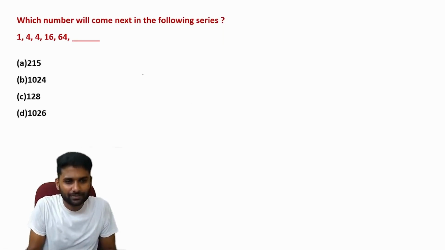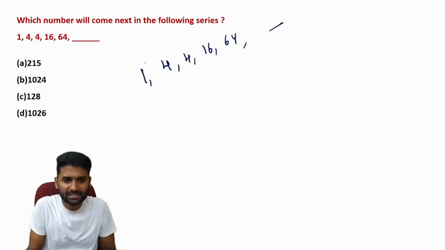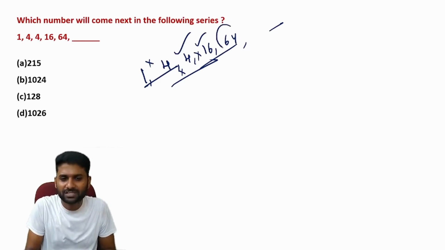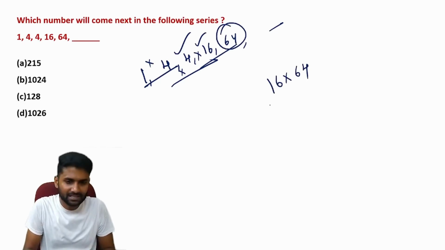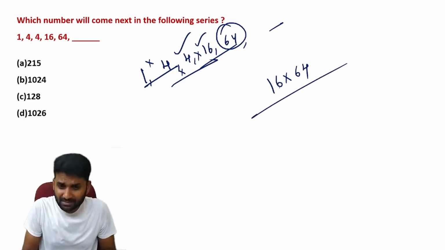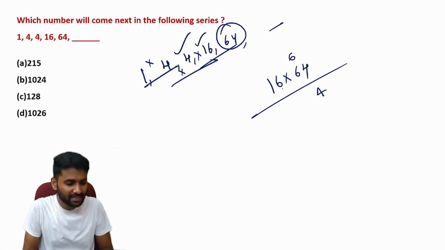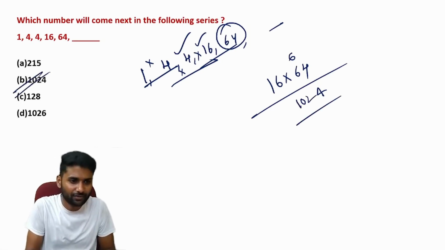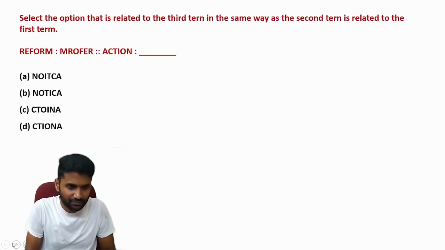Let's see here: 1, 4, 4, 16, 64, dash. Guys, 1 into 4 is equal to 4. 4 into 4 is equal to 16. 4 into 16 is 64. Finally, 16 multiplied with 64 becomes the answer. Now 16 into 4 is 64. Again 6 is carried over. 16 into 6 is 96. 96 plus 6 is equal to 102. So the answer is 1020. 1024 is the correct answer.